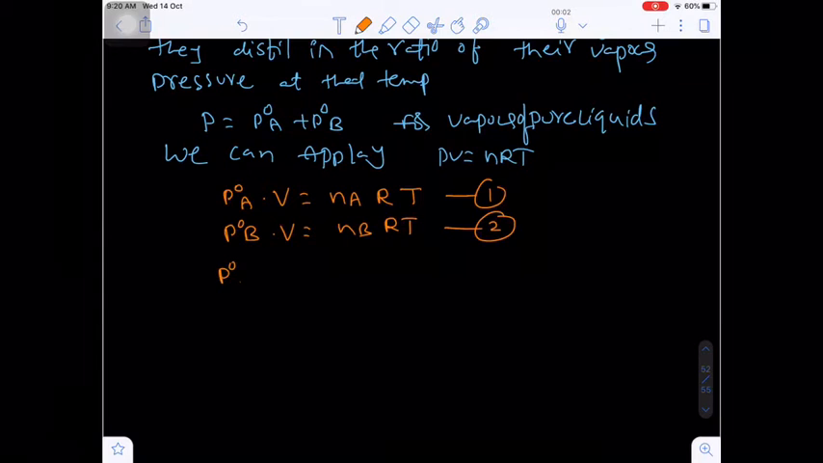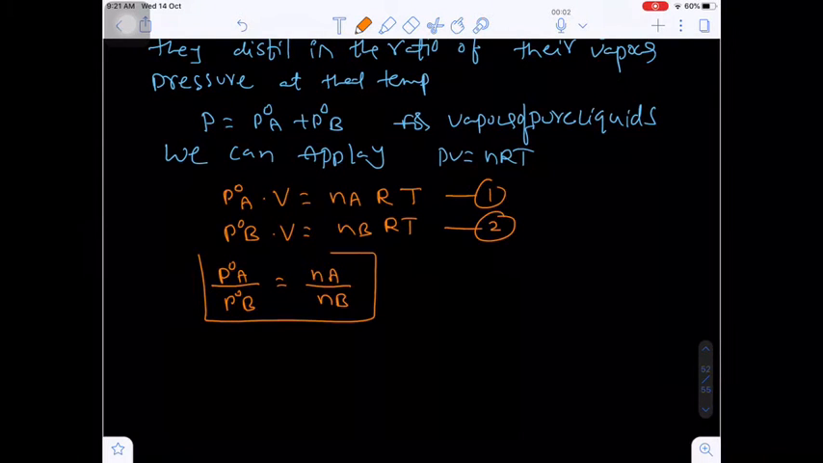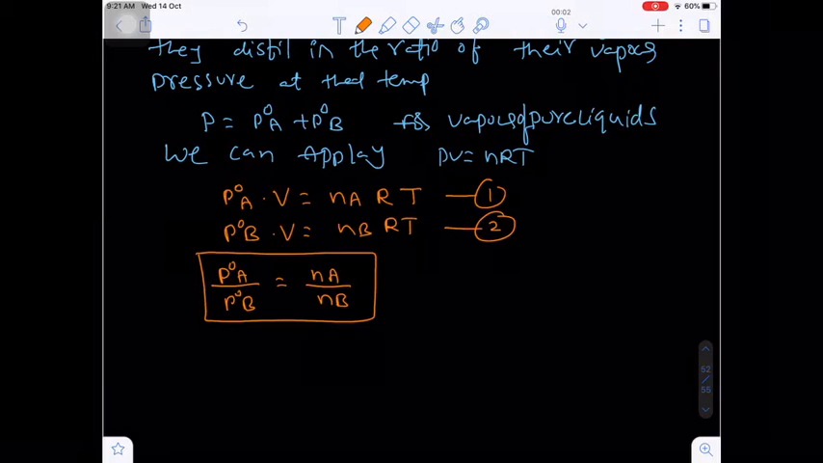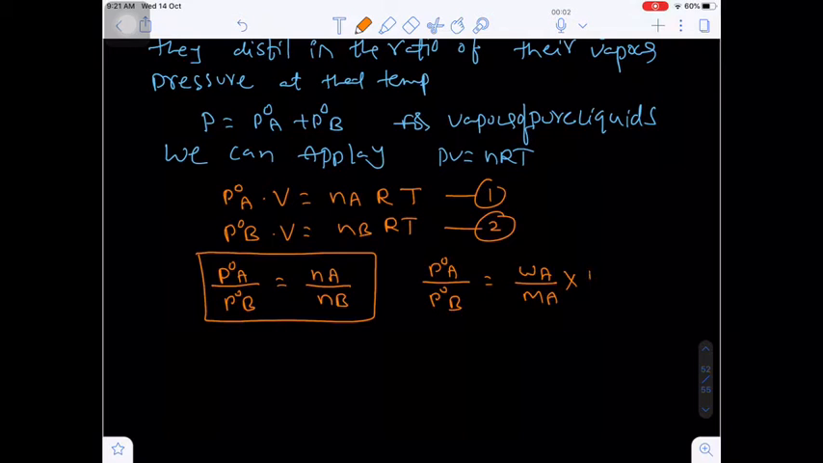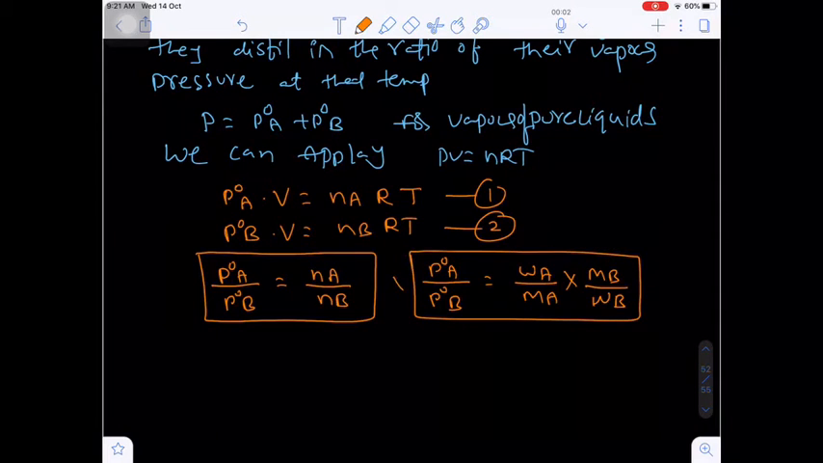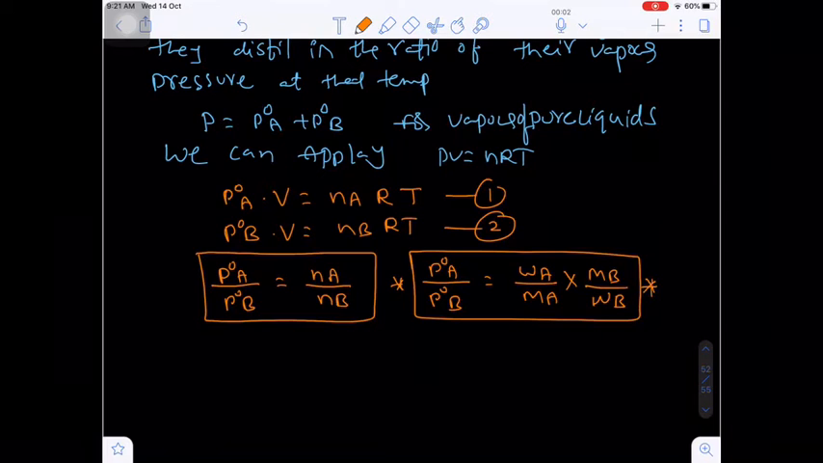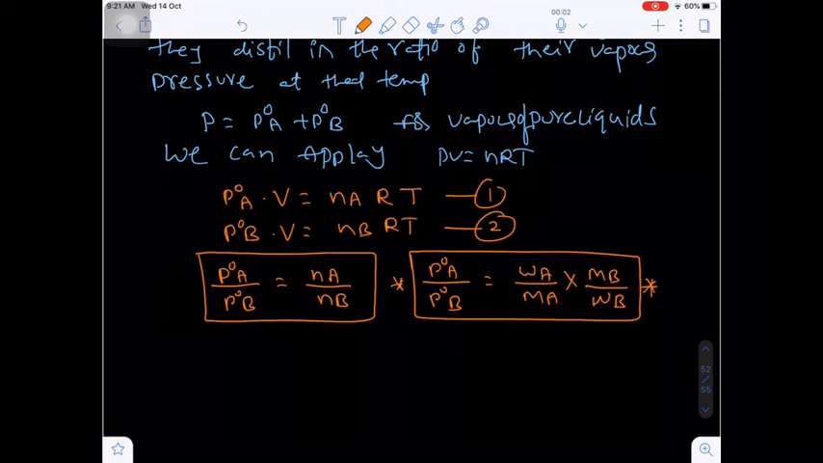Now after simplification you will get P naught A upon P naught B equal to the ratio of the number of moles, that is n_A upon n_B. So this is a very important relation. Now how do we find the number of moles? Given mass upon molar mass. So for liquid A, mass upon its molar mass, and for liquid B, mass upon its molar mass. Finally, this gives a relation between the vapor pressure of the components versus their masses and molar masses. Are you getting my point?